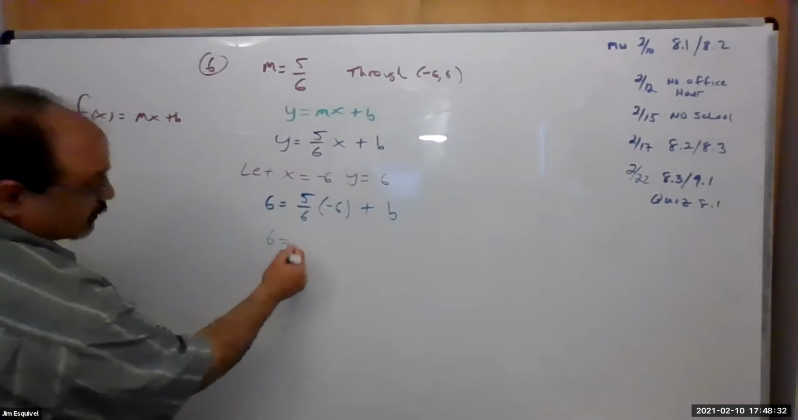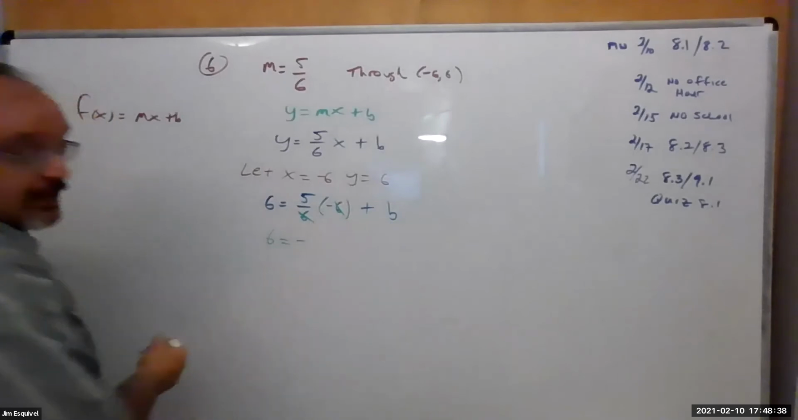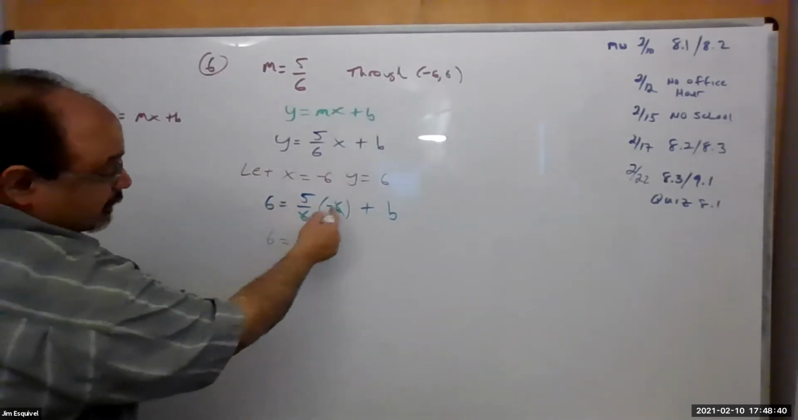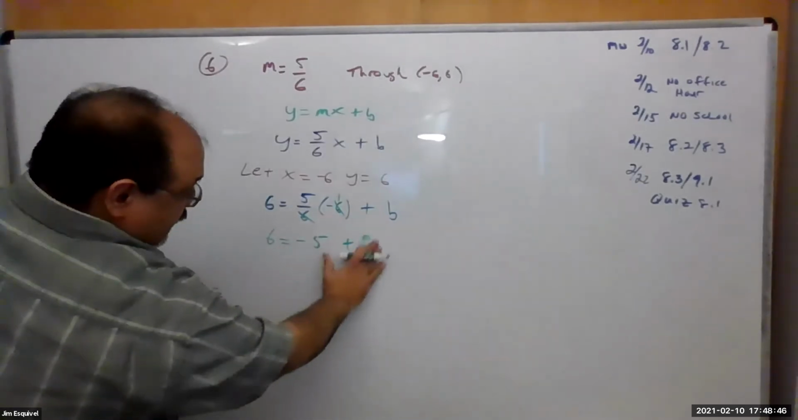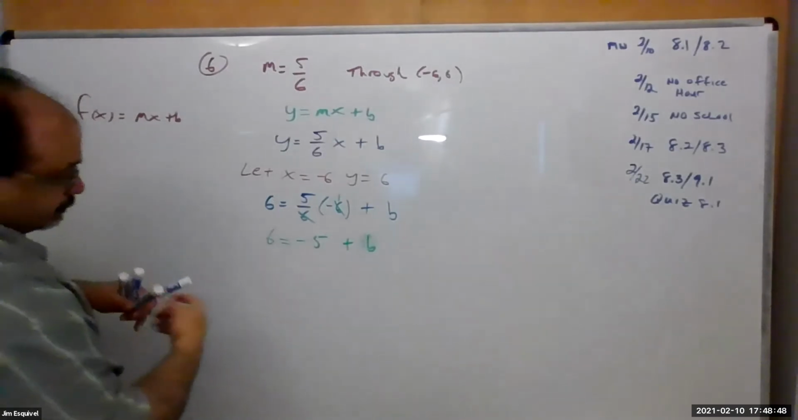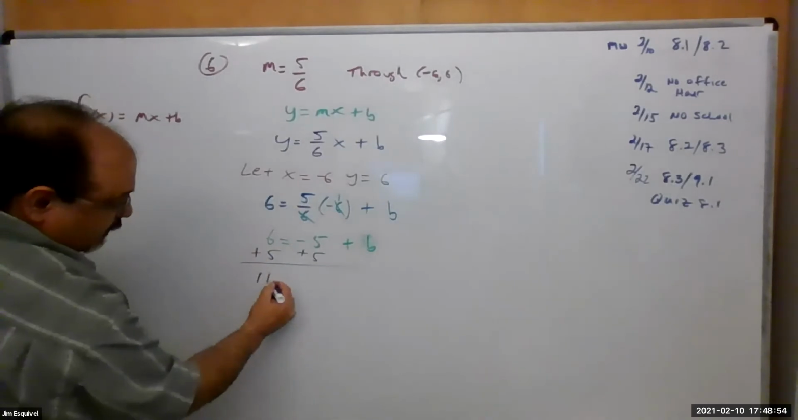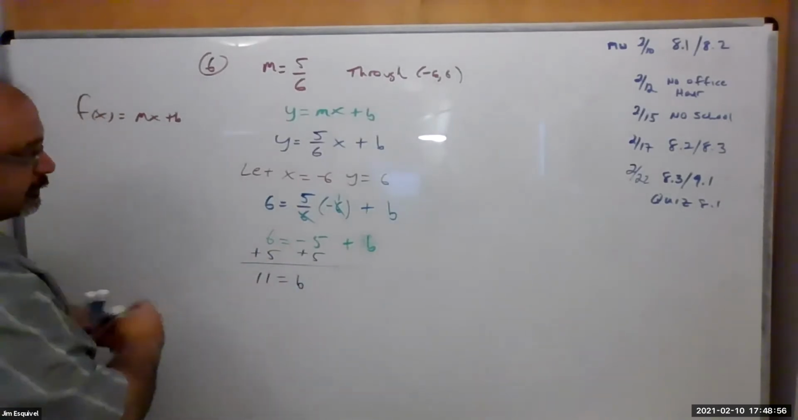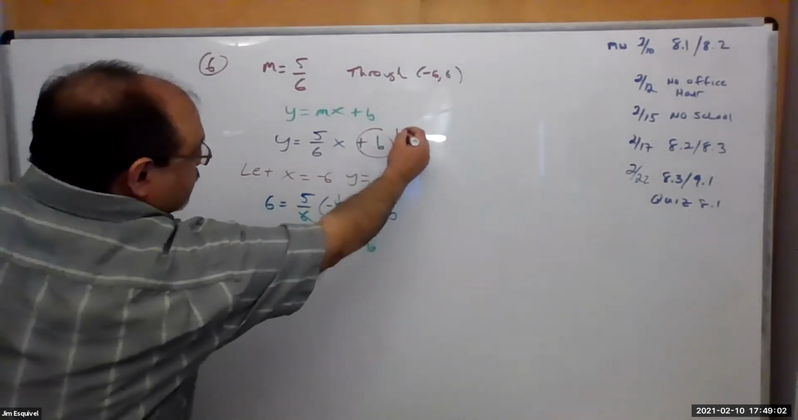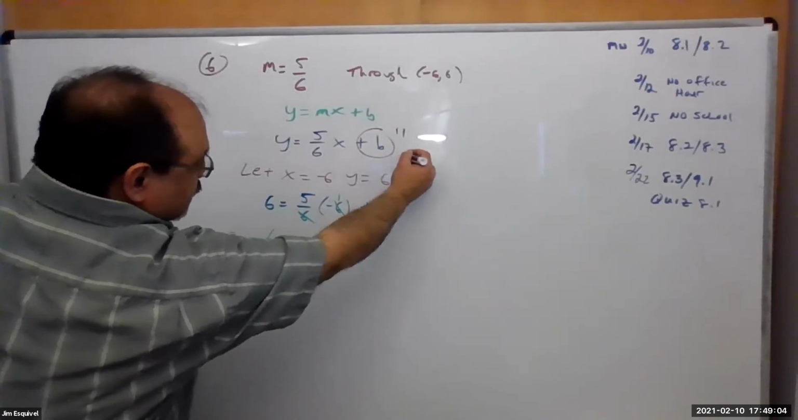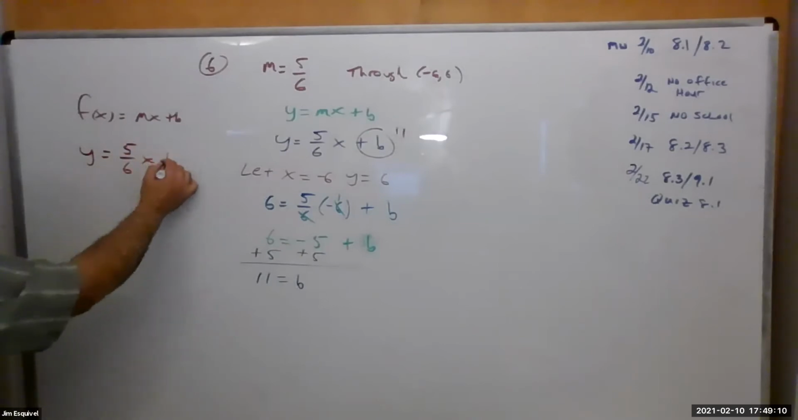6 equals positive times a negative, negative. 6 goes into 6 evenly. 5 times negative 1 is negative 5 plus b. Add 5. 6 plus 5, 11 equals b. So this b is an 11. So y equals 5 over 6x plus 11.